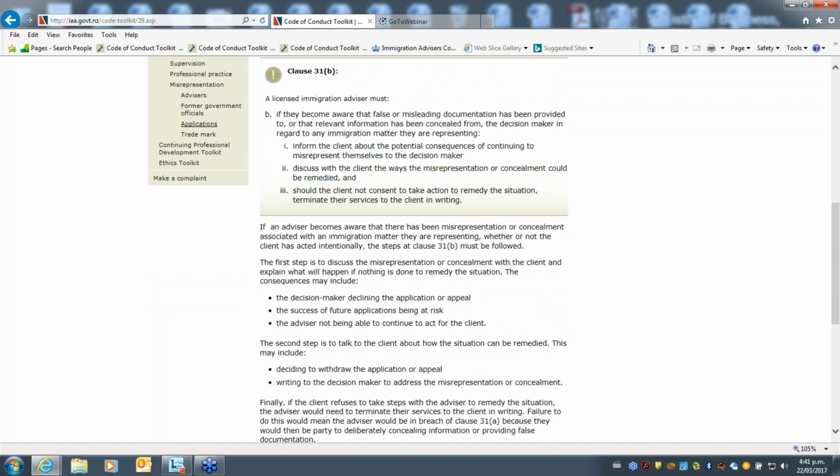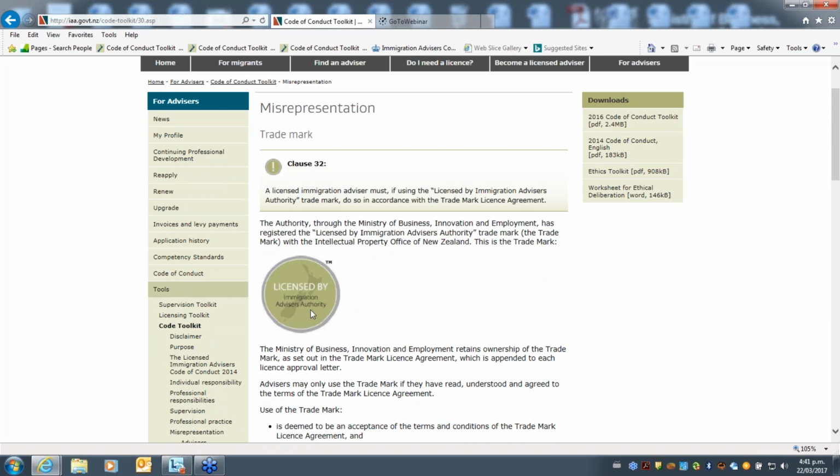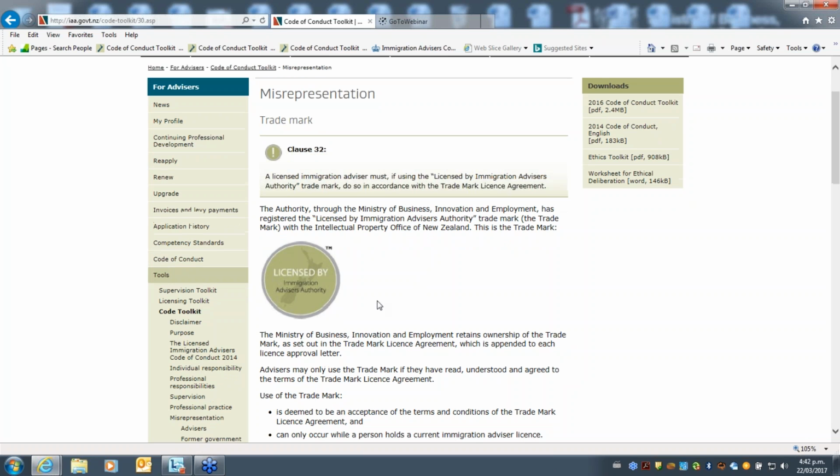And finally, you've got obligations to use the trademark correctly, and I will just put in a plug for this. It is really important that you're using it correctly, that your name is there and your license number, because we do see it misused by unlicensed advisors, and we really want to protect the integrity of that. So make sure that your website has this used correctly.